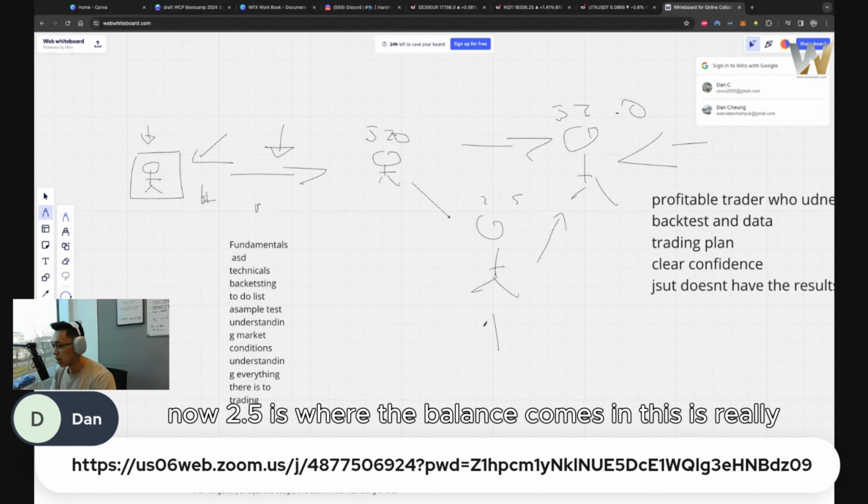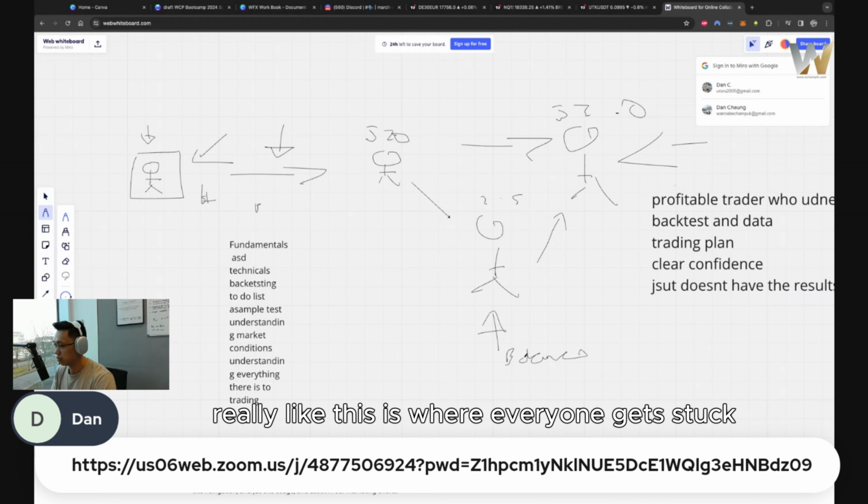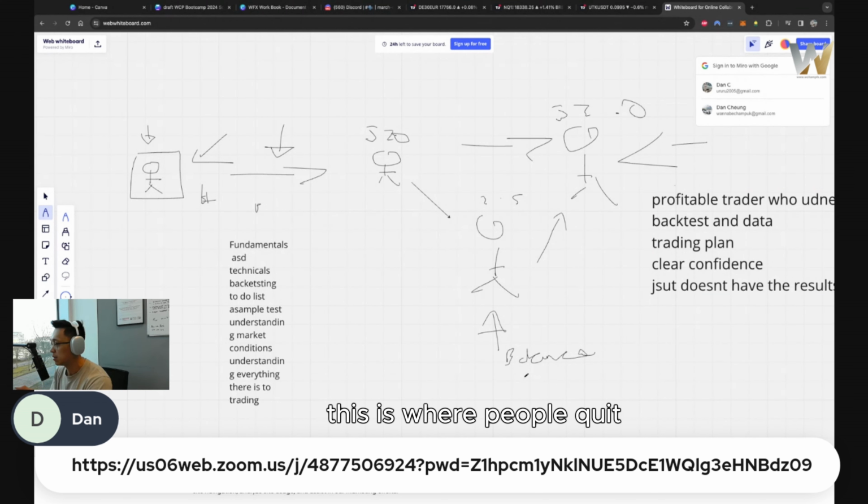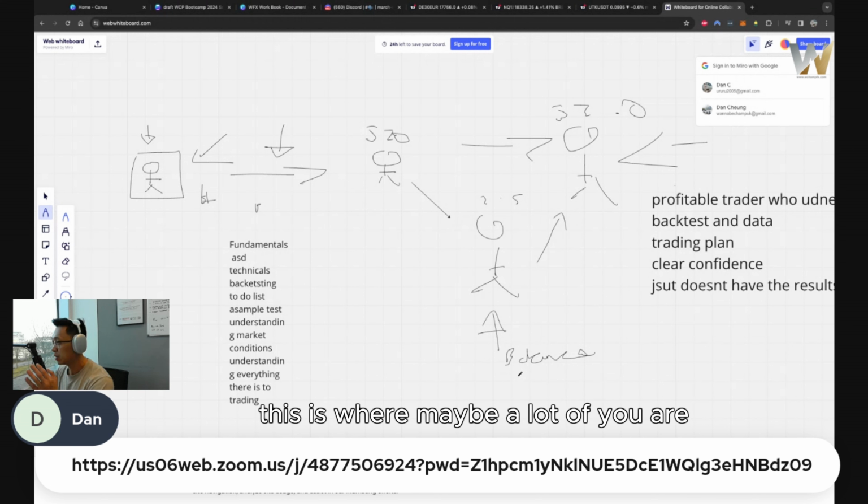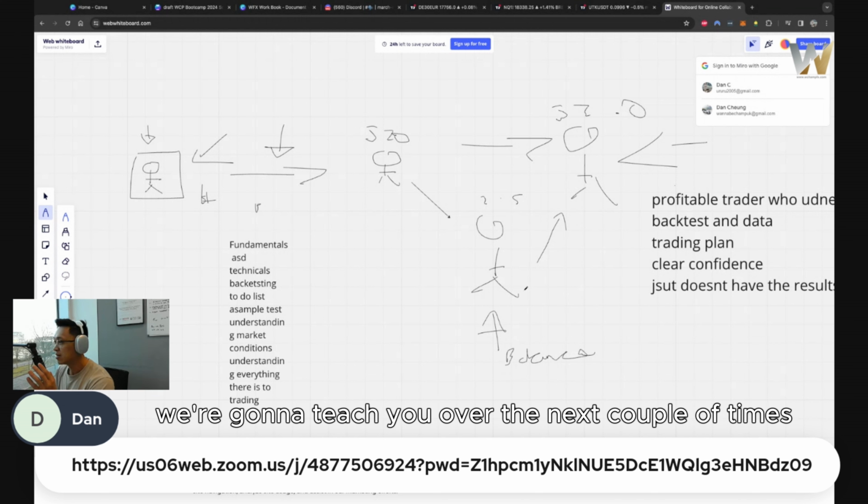Now, 2.5 is where the balance comes in. This is really, really difficult. This is where everyone gets stuck. This is where people quit. This is where maybe a lot of you are. And this is where we can help. A lot of the things we're going to teach you over the next couple of times are going to get you there.